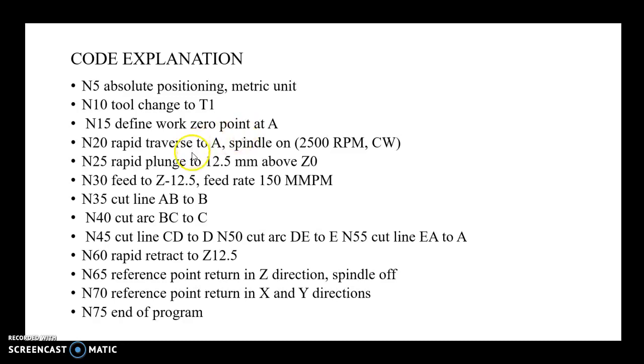Block N25 is rapid plunge to 12.5 mm above Z0. Block N30 is feed in the Z direction to 12.5 at a feed rate of 150 mm per minute. N35 is cutting line AB to B. N40 is cutting line BC to C. N45 is cutting line CD to D. N50 is cutting line DE to E. N55 is cutting line EA to A.